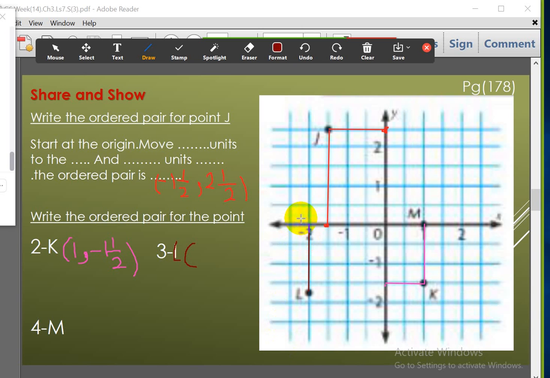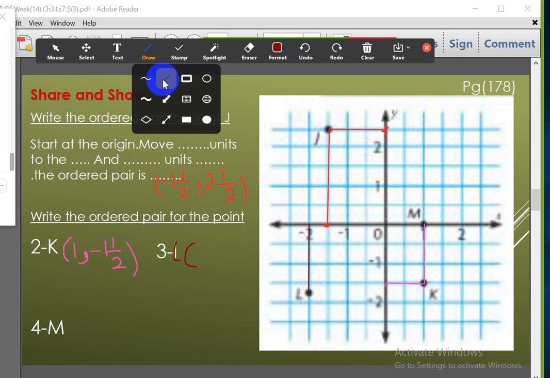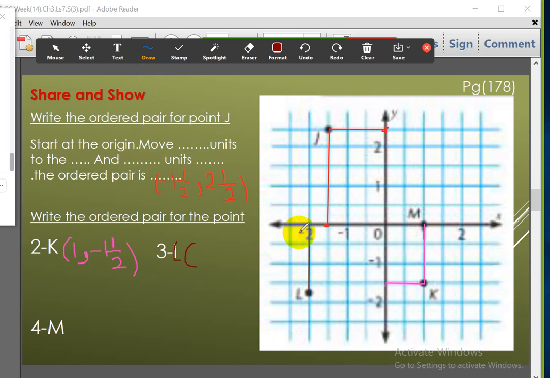Very good, girls. Very good, Lena. Very good, Jenna. So I will take a vertical line. It will cross the x-axis at a point. I will take the point. Look, it crosses the x-axis at this point on the left side of 0. That means it's negative, and at the point 2, so it will be negative 2. This is the x. What about the y?